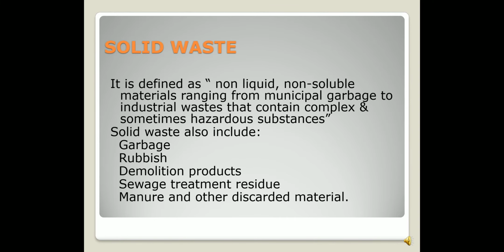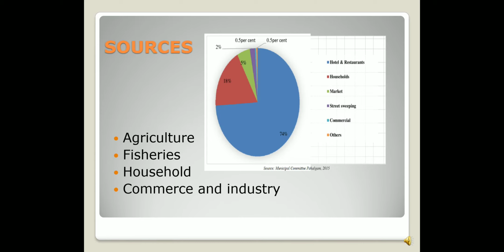Firstly, we'll discuss what is solid waste. Solid waste is defined as non-liquid, non-soluble materials ranging from municipal garbage to industrial waste that contains complex and sometimes hazardous substances. Solid waste includes garbage, rubbish, demolition products, sewage treatment residue, manure, and other discarded materials. Solid waste can be generated from various sources like agriculture, fisheries, households, commercial, and industry.